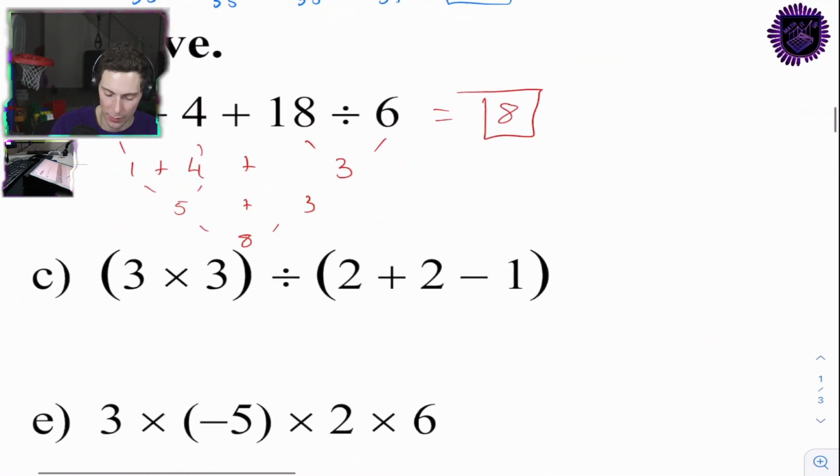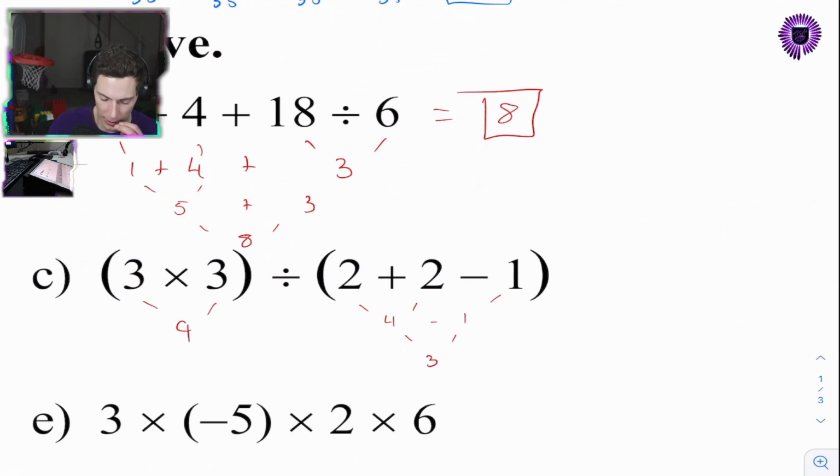C. We have our, it's going to be 9. And then 2 plus 2 minus 1. So let's say 2 plus 2 is 4 minus 1. That is going to be 3. And then we have 9 divided by 3. And it's going to equal 3.